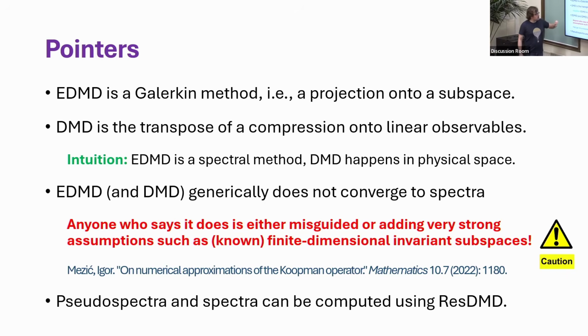And this is something I wanted to get at, even if it's a bit provocative, because I want to hammer it home. EDMD and DMD generically do not converge to spectra. Anyone who says they do is either misguided or, more likely, adding very strong assumptions, such as a known finite-dimensional vector subspace.